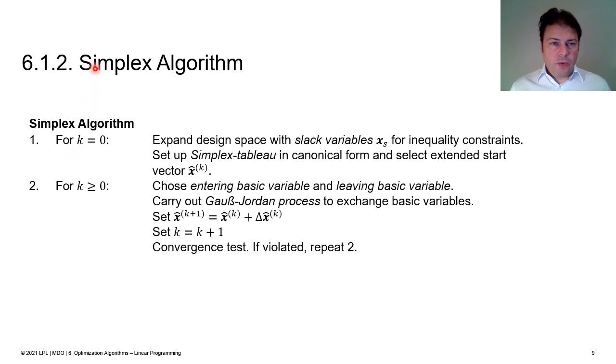So let's start with a simple overview. We're going to distinguish two phases. There's the initial phase, where our iteration index assumes the value of 0. And then there is the iteration phase, where the index will adopt values which are equal or greater than 0.